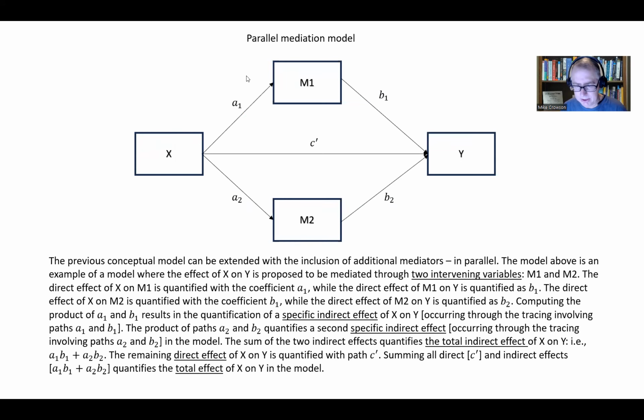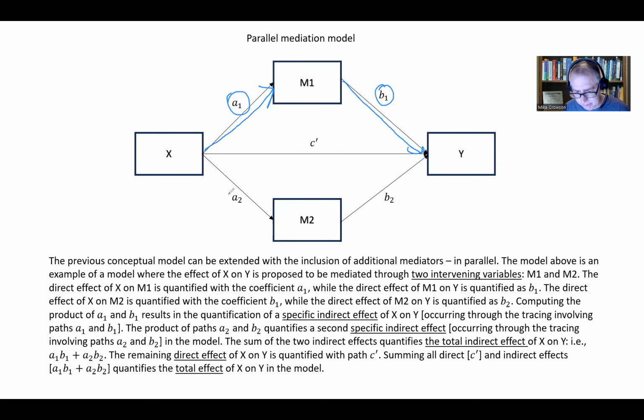Now, when we talk about the indirect effect of X on Y, it flows through two routes. We could trace from X to M1, and then M1 to Y. If I take the product of paths A1 and B1, that renders what is referred to as a specific indirect effect. It's the indirect effect of X on Y by way of the first mediator.